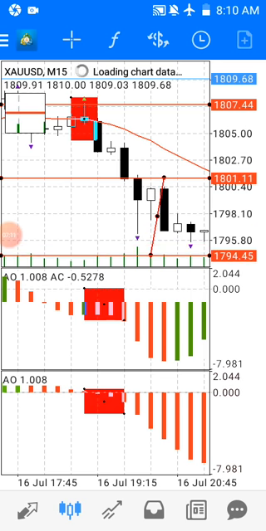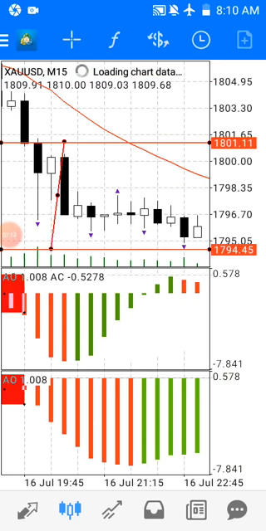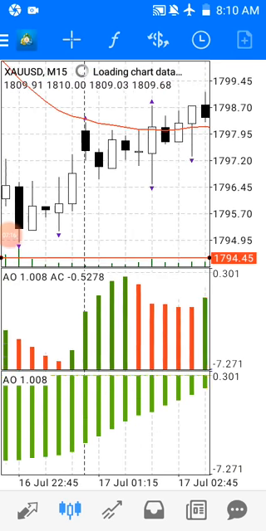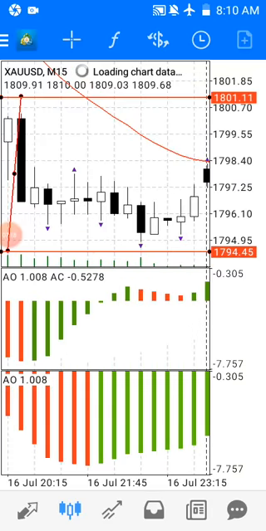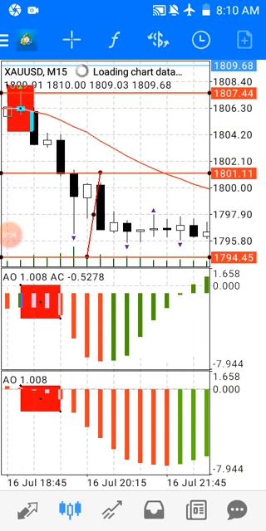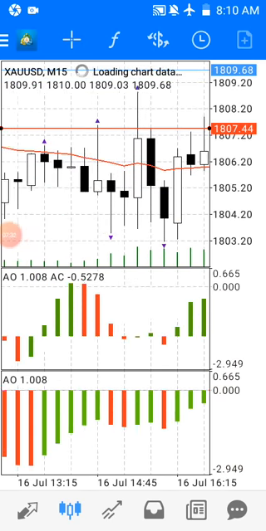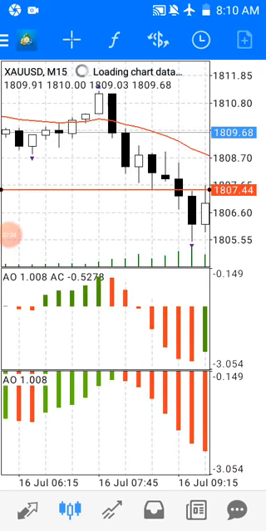Take profit should be around here. Let's see if we will hit our target. Oh, we did not hit our target, but that's fine. We can always place our stop loss at break-even point. So that's that for this strategy. It's a good strategy. You can always back test it.